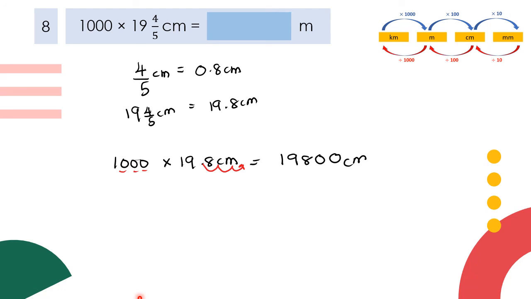19,800 cm. Okay, now look, cm convert to m, we need to divide by 100. So we divide 19,800 divide 100. So if divide, we move the decimal point to the left. How many steps? 2 steps. If we don't have the decimal point, you put the decimal point at the end of the number. Now we have 2 zeros, so we move 2 steps to the left. So you got the answer is 198 m.